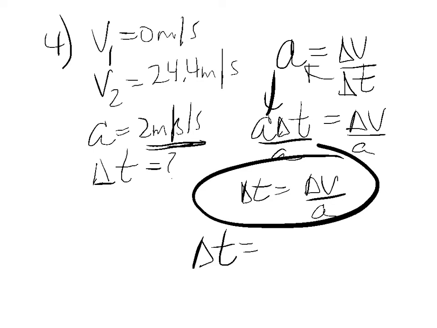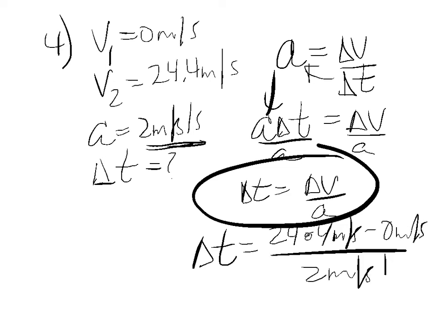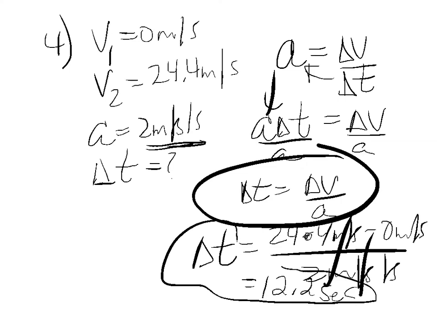So change in velocity is V2 minus V1, so 24.4 meters per second minus 0 meters per second, all over 2 meters per second, and then freaky fact of physics, meters per second divided by meters per second cancels. And dividing by something twice, actually, if you remember, it makes it invert and flip to the top. So I end up with 12.2 seconds worth of time that it takes for these kids to get up to highway speed. Okay, fair enough. And there you go for number 4.